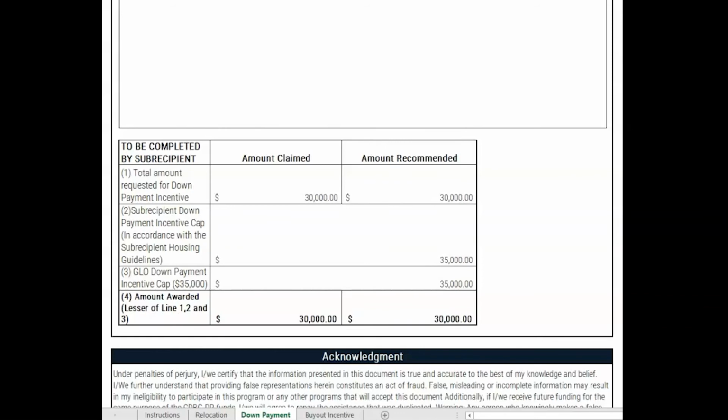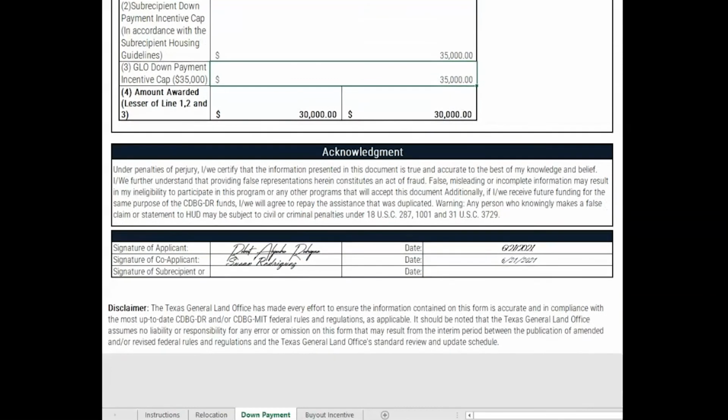If the amount recommended is over the subrecipient or GLO down payment incentive cap, you will see in the amount awarded row that the awarded amount is reduced to the cap amount. Once the subrecipient has reviewed and confirmed the information, they too should sign and date the application acknowledgement.